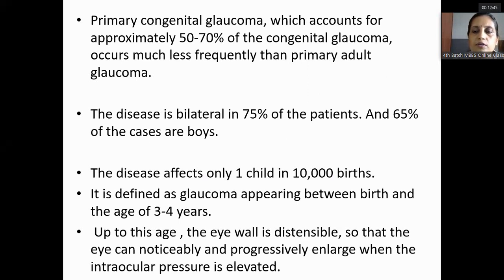The disease affects only one child in 10,000 births, and it is defined as glaucoma appearing between birth and the age of 3 to 4 years. Up to this age, the eyeball is distensible, so the eye can noticeably and progressively enlarge when the intraocular pressure is elevated. At this age of 3 to 4 years, the eyeball keeps on enlarging, so when there is more IOP, the eye is more enlarged and looks like a bull's eye.